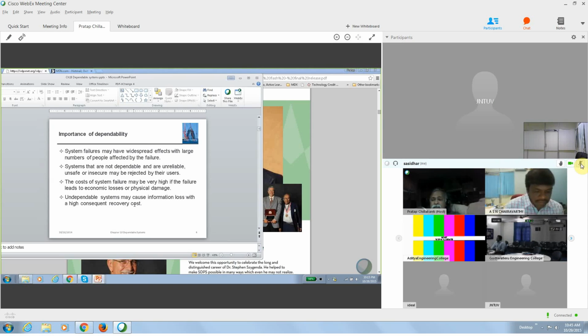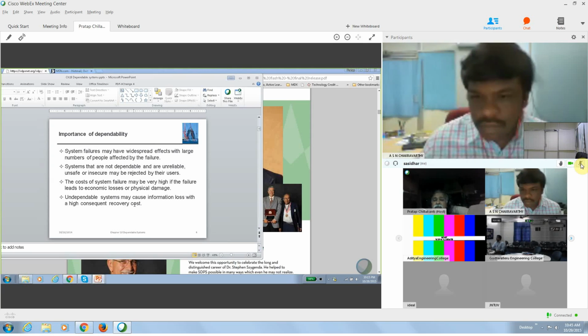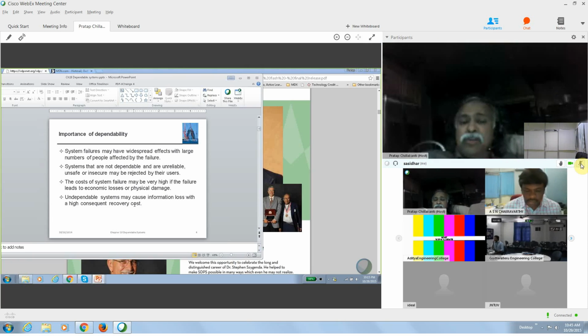If you know how to hack into systems, it's very easy. So it's not a secure system. So we want to make sure it is secure, right? And if the system fails, there's a very high cost.